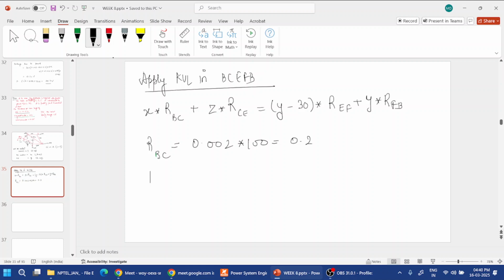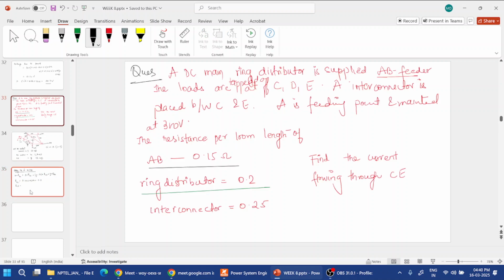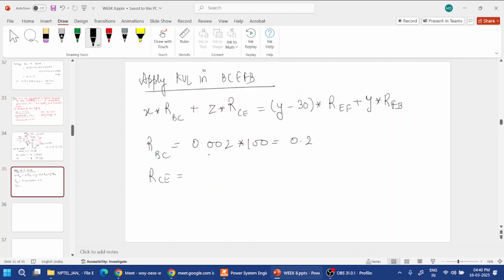Okay. Then similarly RCE, it is an interconnector, so its value is different. It's 0.0025 into 250. Let me calculate it. 250 into 0.0025 comes out to be 0.625. You all cross check these values because it may be possible I mistakenly put it in the wrong way.